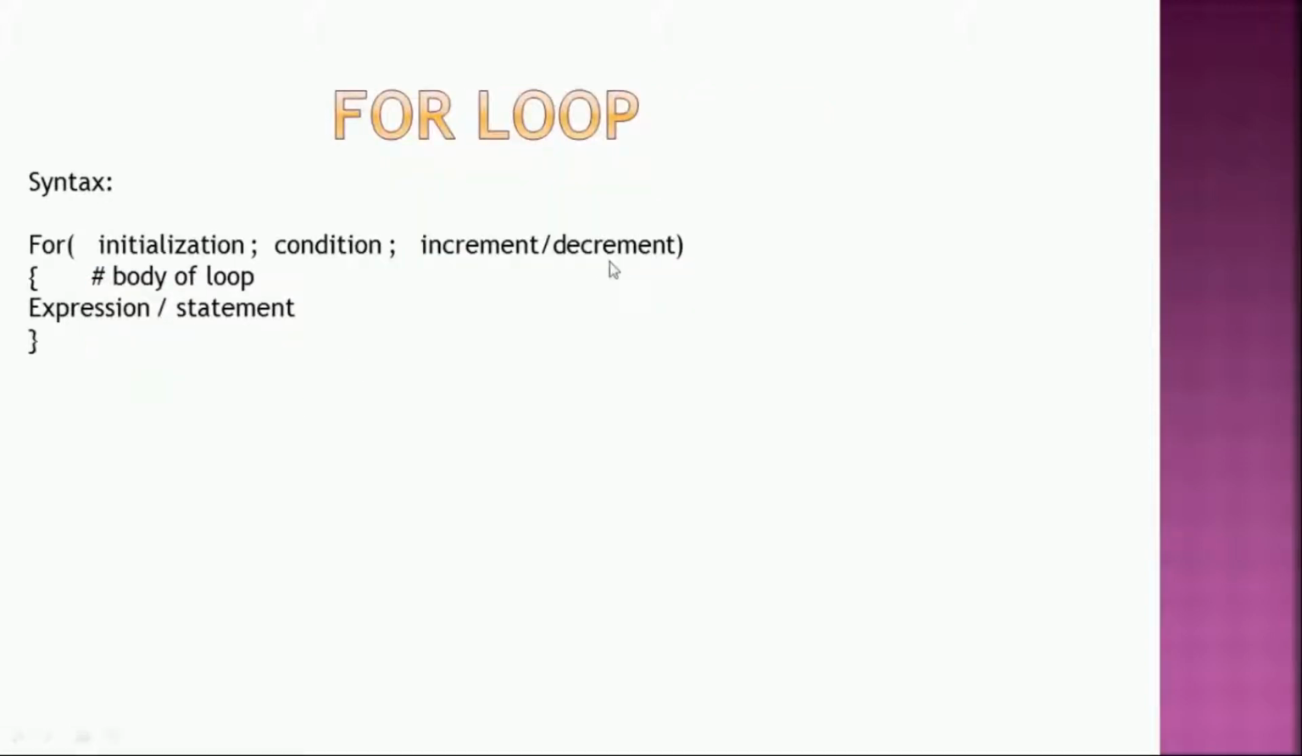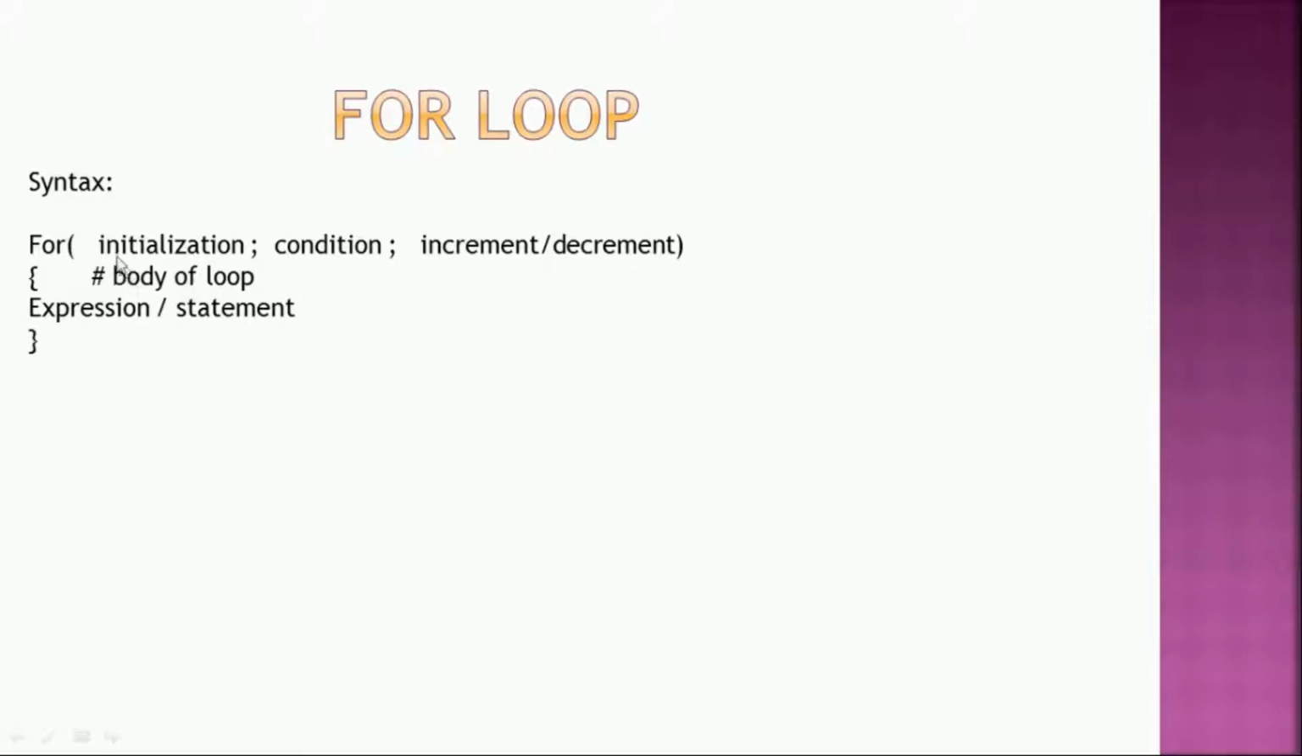Now let us understand the for loop. The syntax of a for loop goes like this: we write for, and inside parentheses we write initialization, condition, increment or decrement. This entire part inside the parentheses is divided into three segments. The first part is the initialization part, the second part is the condition part, and the third part is the increment or decrement, that is the update of the loop control variable.